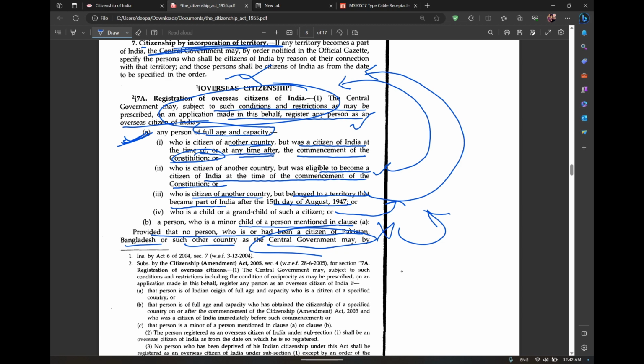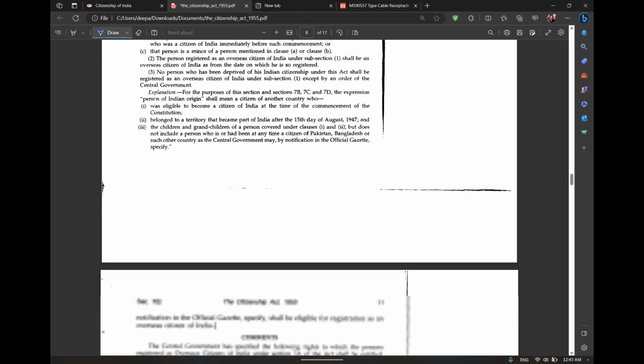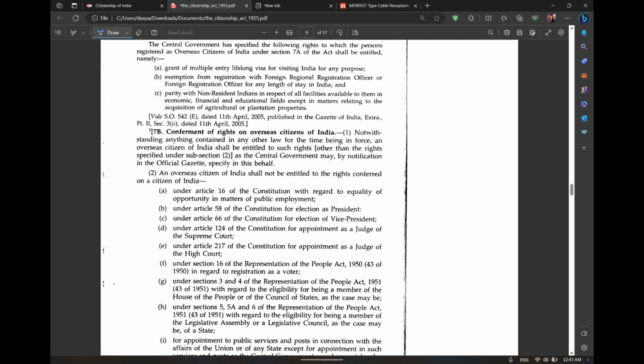But let us suppose the person is from the UK or USA, and his grandfather was a citizen of India. He was living in the USA. Now his grandchild wants to take citizenship of India. So in that case, he can apply for overseas citizenship. Okay, so there is a provision for that as well.